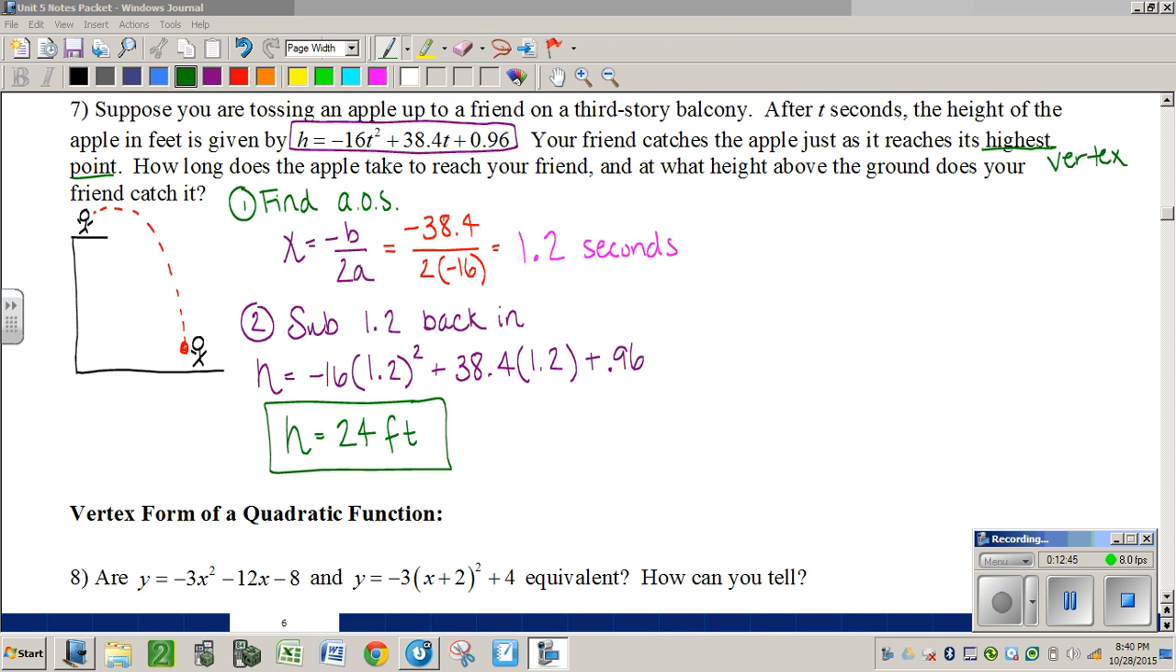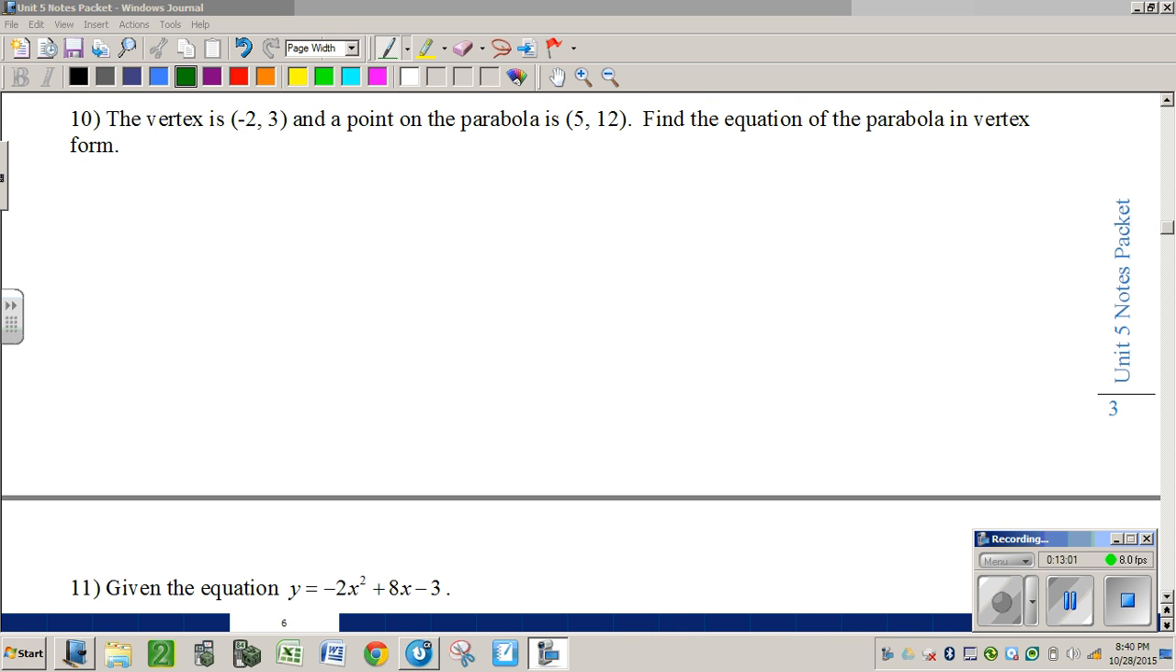Okay? Alright, we are going to skip number 8. Again, if you want to take a look at all the work, you can go ahead and print or take a look at the completed notes. Alright, I skipped down to number 10 here. Number 9, we did a lot of those in class, so I didn't think you needed any more practice with those. So taking a look at number 10, it says the vertex is negative 2, 3, and a point on the parabola is 5, 12. Find the equation of the parabola in vertex form.